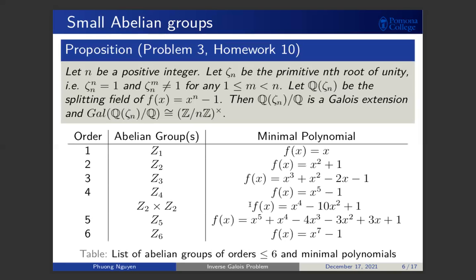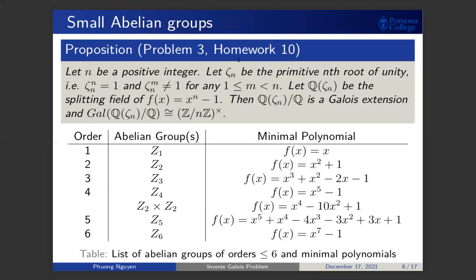Now let's look at this table. So the idea is that for each group of each order, we will find a minimal polynomial, and then find the splitting field of that polynomial, and the Galois group of that splitting field over the base field is isomorphic to the group of that order. So it's straightforward to see the polynomial we're interested in is f(x) equals x, and then the splitting field would be Q itself. Then the Galois group just consists of the identity function 1.